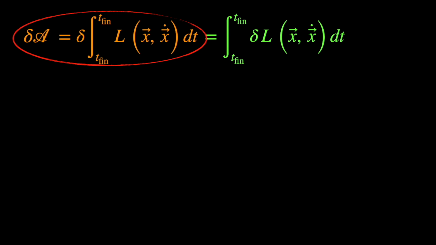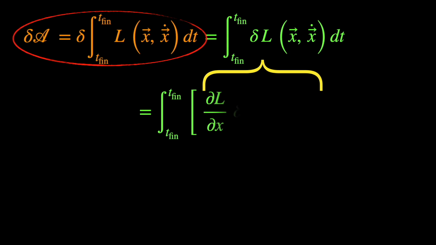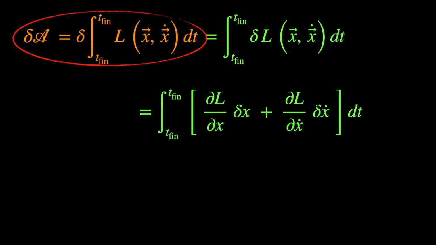Since L is a function of two variables x and x dot, its total change is the rate of change of L with x times delta x, the change in x, plus the rate of change of L with x dot times delta x dot, that is the change in x dot. Here, instead of the usual d symbol, the derivatives are written with a del symbol indicating partial derivatives of L, since L is a function of two variables x and x dot.